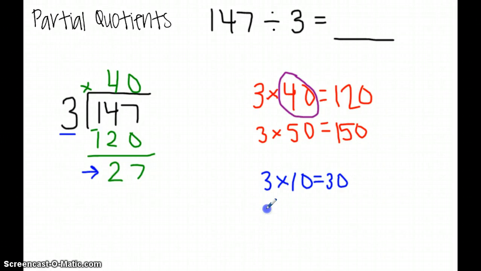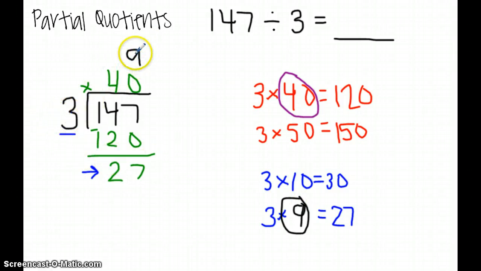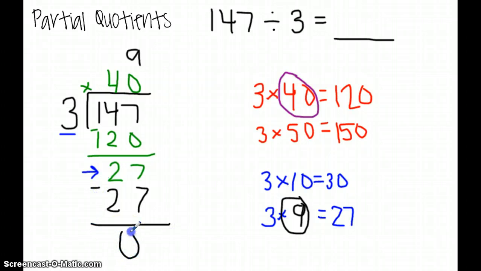Well, if we are trying to figure out 3 times something equals 27, if we think about our multiplication facts, we should know that 3 times 9 equals 27. So I'm going to take my 9 and write it right above my 40. 3 times 9 is 27. So I'm going to subtract 27 from 27 to get 0. Since I don't have anything left, I do not have a remainder.